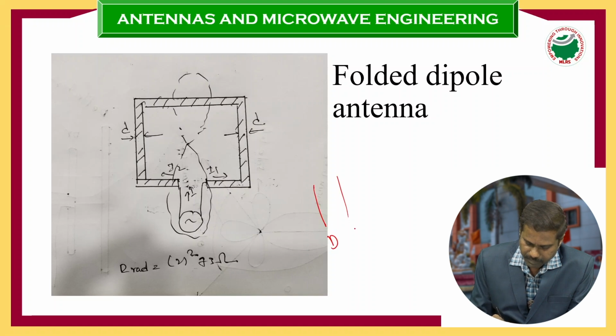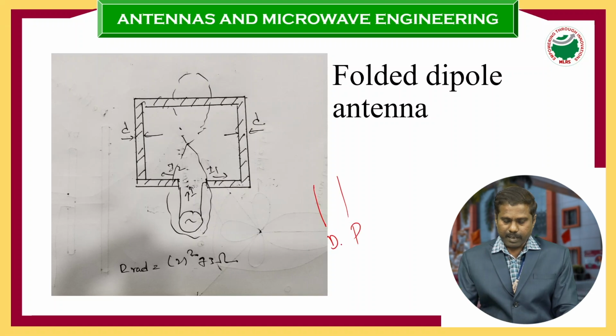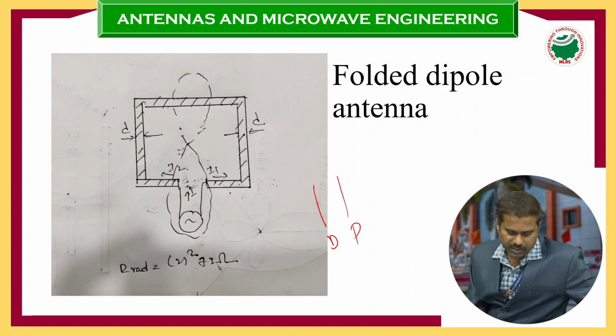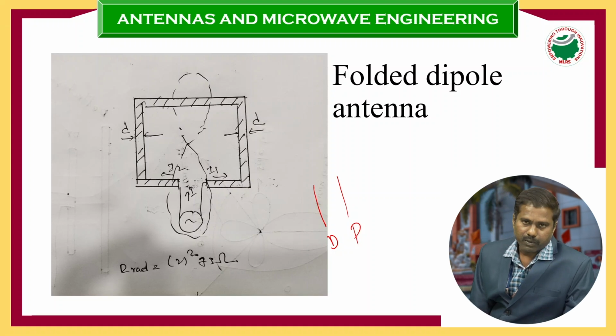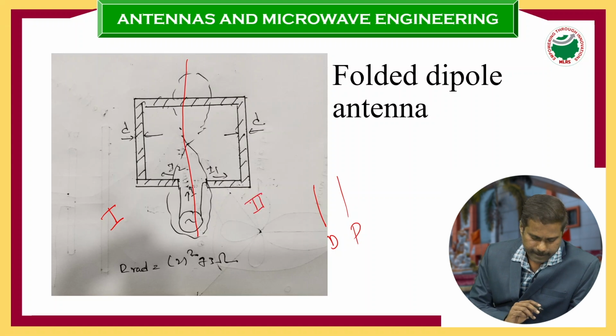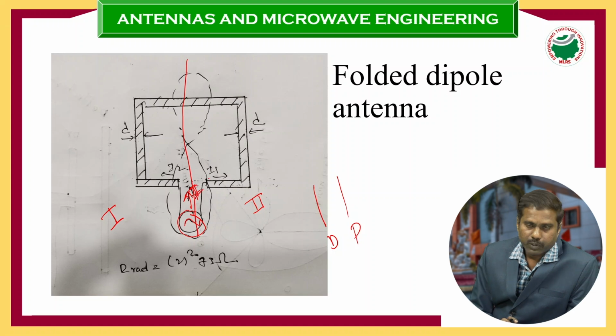Next, the best example of the dipole with parasitic element. Another antenna, suppose a folded dipole antenna, is based on the dipole with parasitic element concept. Suppose here we have two radiators, this is one and this is two. At the center we are giving the sinusoidal signal. Here current I is entering into these two.